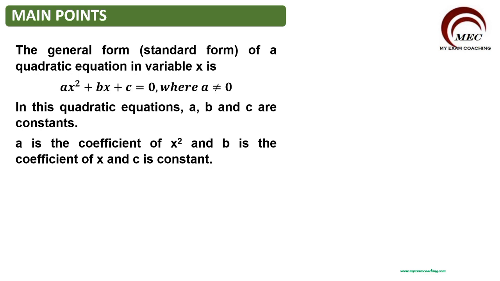Okay, so now the general form, the standard form of a quadratic equation in variable x is given by ax square plus bx plus c equal to 0. That is the general form of a quadratic equation.